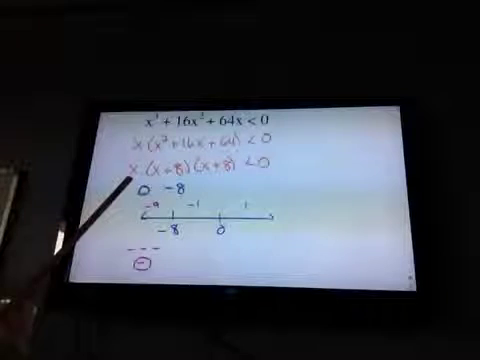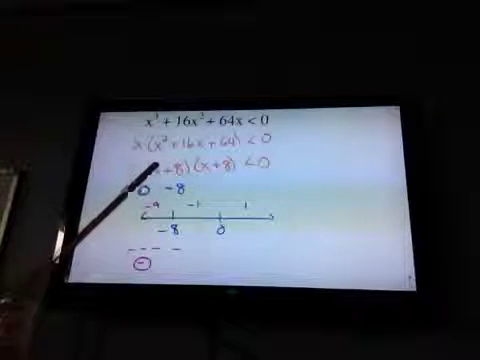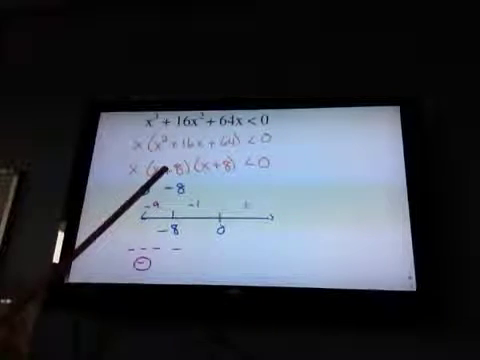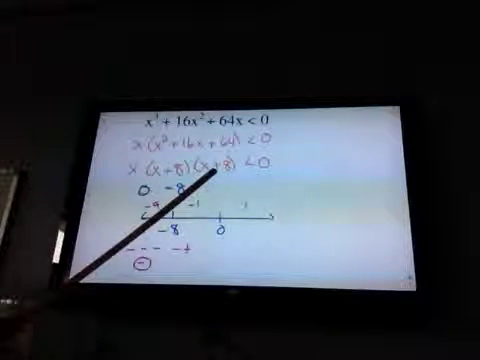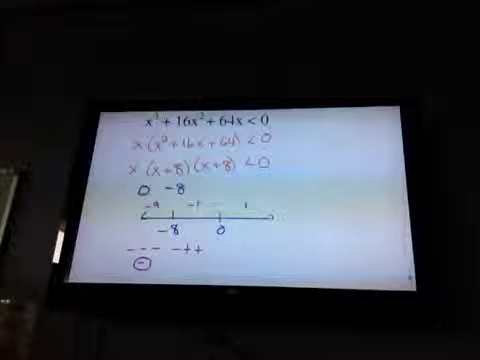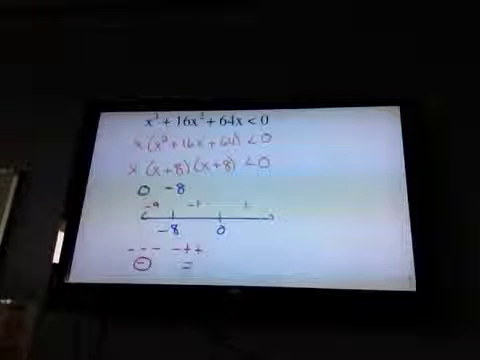Negative 1 ends up negative. Negative 1 ends up positive. Negative 1 ends up positive. Negative, positive, positive, negative.